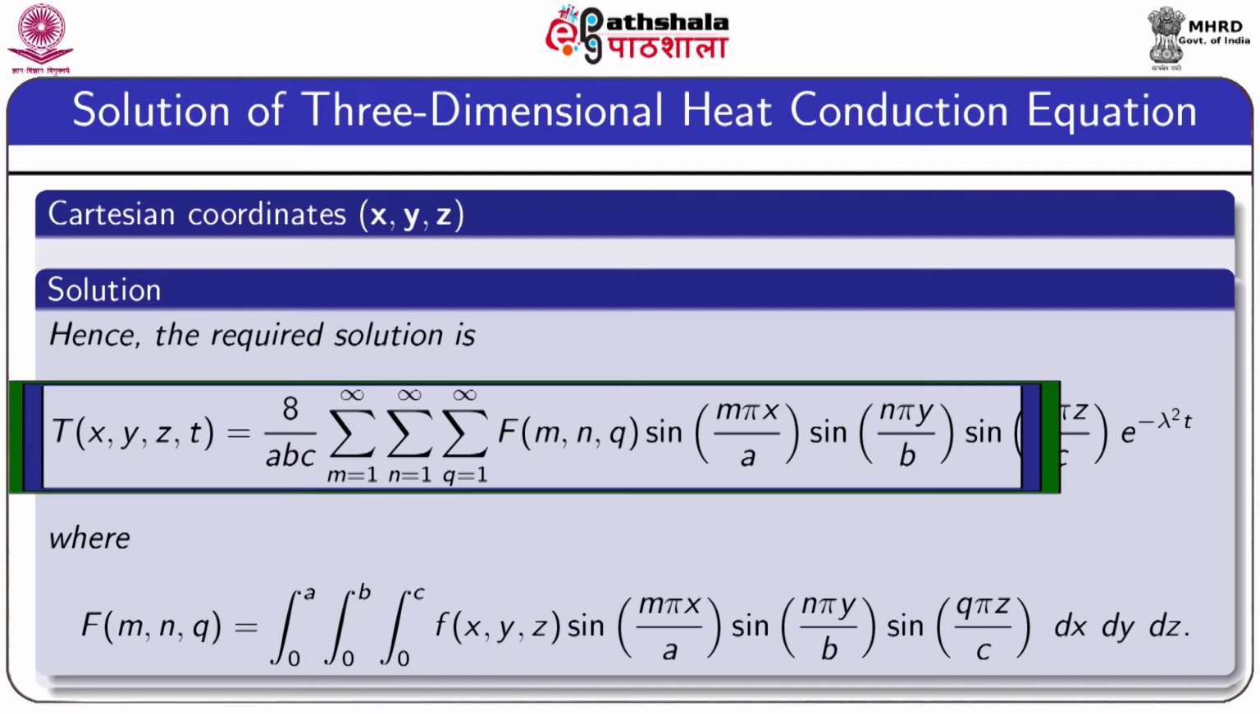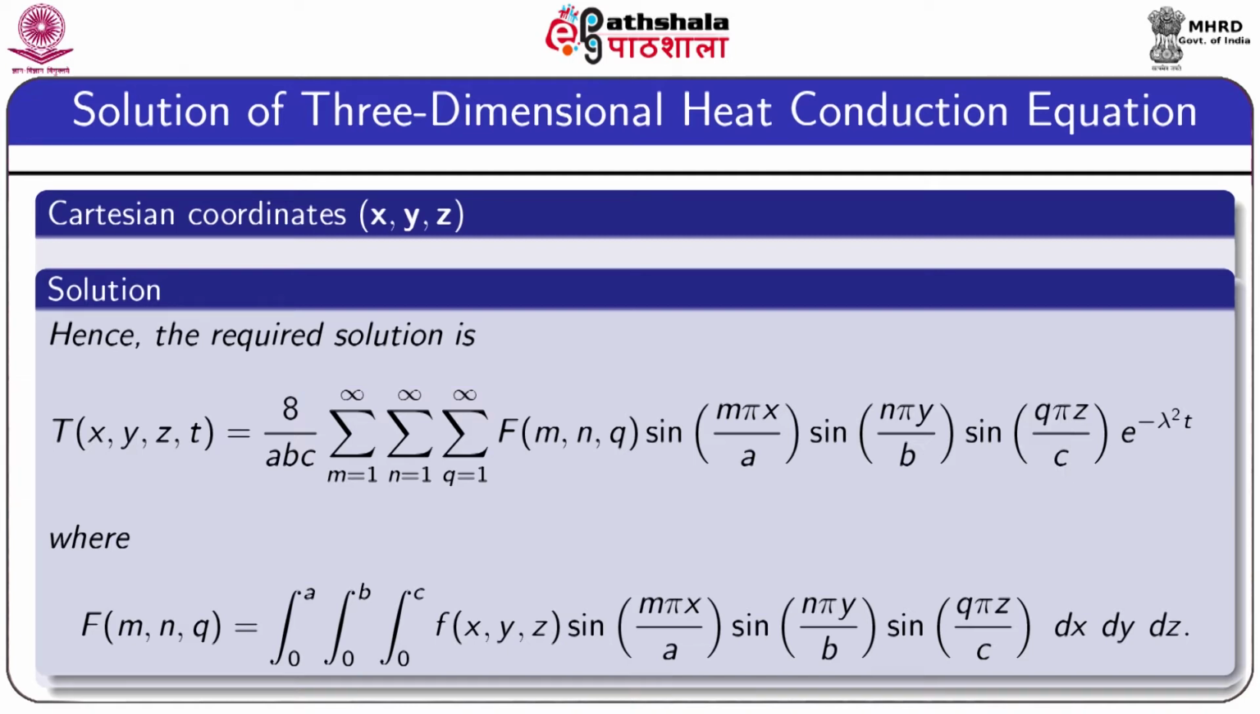Capital T equals 8 by abc, sum over m, sum over n, sum over q, capital F, sine m pi x by a, sine n pi y by b, into sine q pi z by c, into e to the power minus lambda square t, where capital F, which is a function of m, n and q, is given by the equation which is written here.